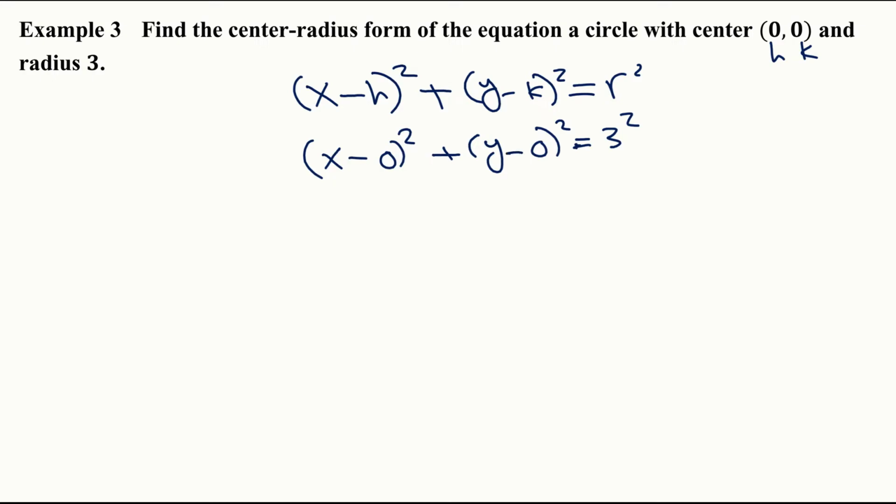So that's going to simplify to x squared plus y squared equals 9. Similar to the unit circle, but of course with a larger radius you're going to get a larger number on the right side here.